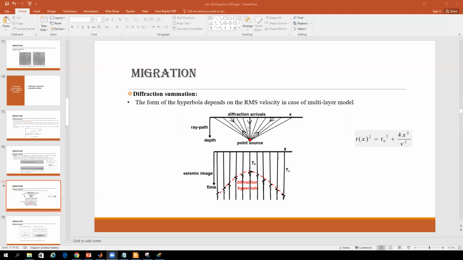So the energy will come to this point, and because this point is smaller than the wavelength of the wave which is coming to this reflector, the energy will propagate in all directions. And when the energy propagates in all directions, we will have exactly the hyperbola shape which we have already seen an example of in the NMO correction.